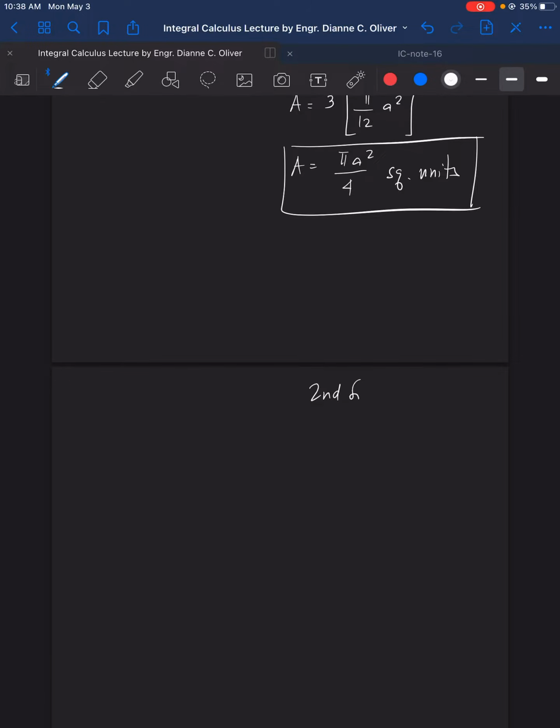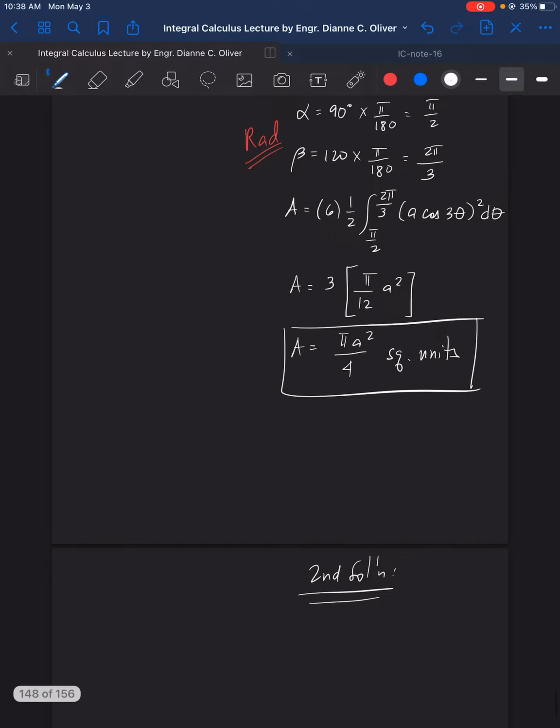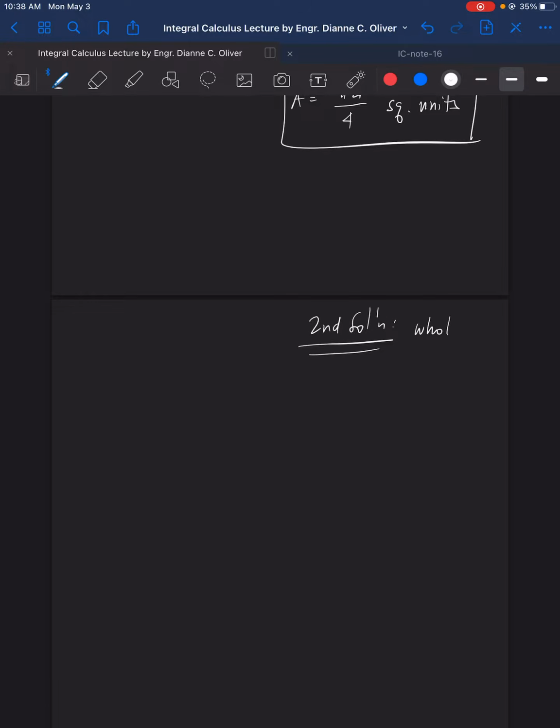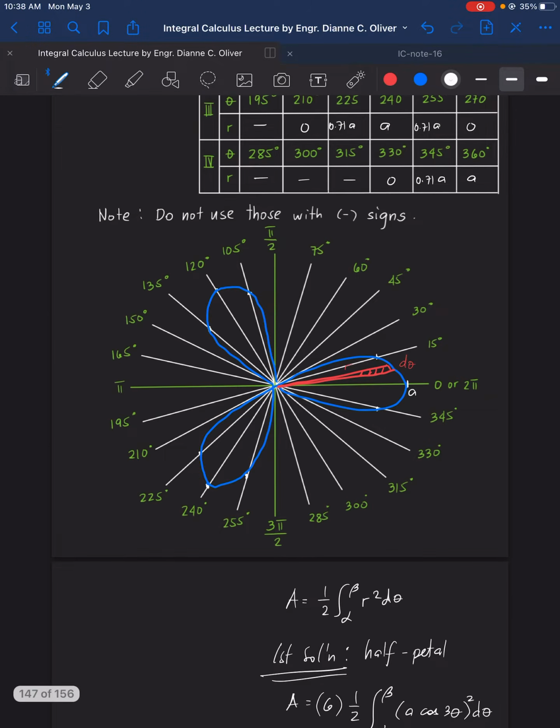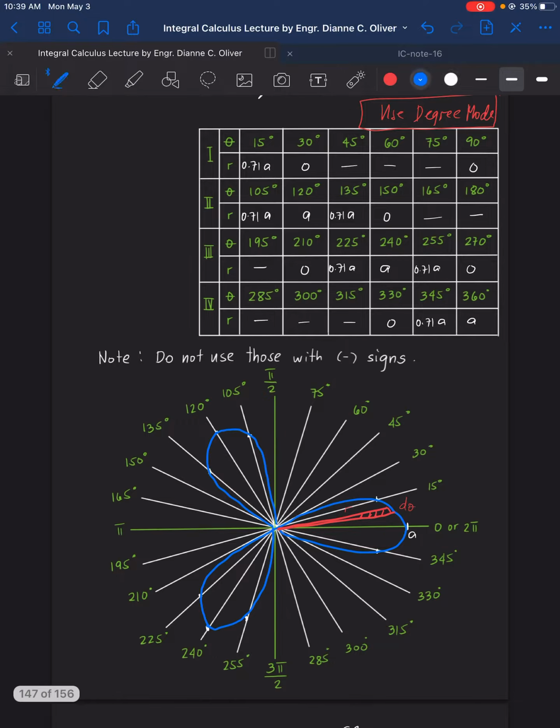Second solution. The second solution is the whole petal. So if I'm considering the whole petal here, on this petal we have alpha as 90 because it's 0. Alpha 90. And then the angle where it closes, that is the zero radius, 150. So 90 to 150 from this table here.